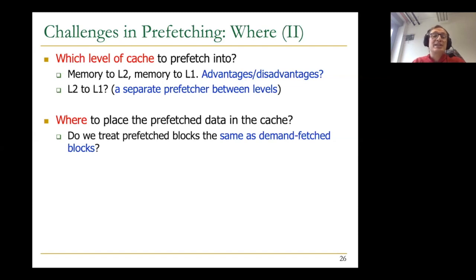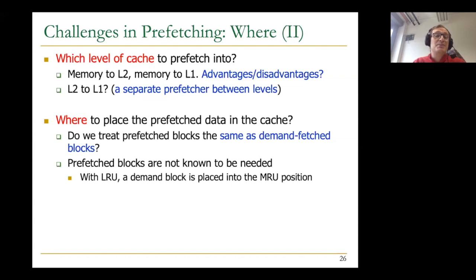You can also decide, I'm not going to put it into the cache, I'm going to put it into the next level of the cache if you can do a good prediction. Prefetch blocks are not known to be needed, clearly. That's why you're doing prefetching. With least recently used, the demand block is placed into the MRU position. So if you put a prefetch in the least recently used position, you don't displace a demand block in the MRU position.